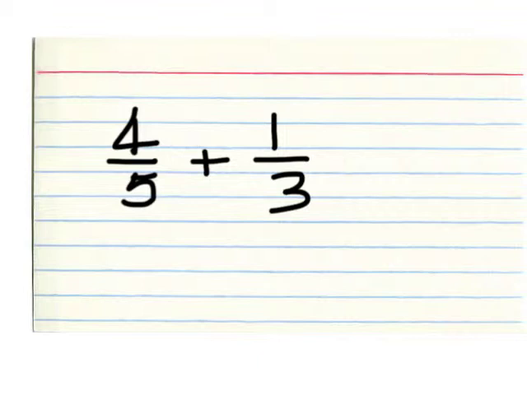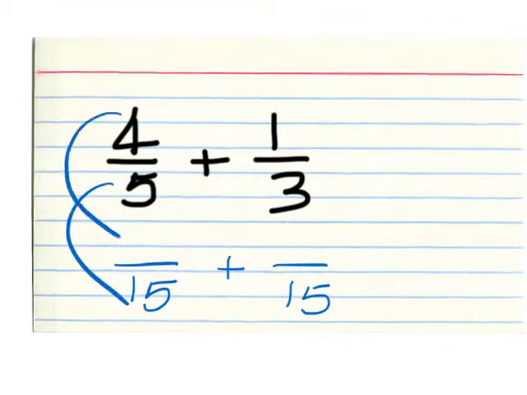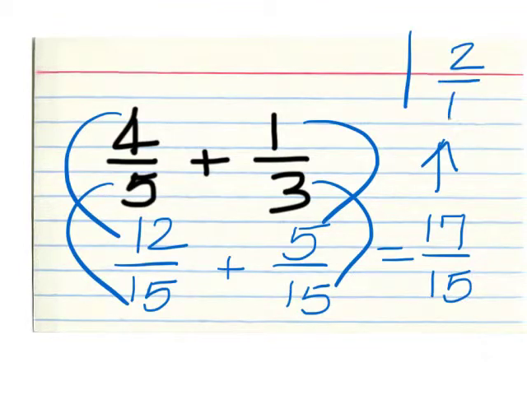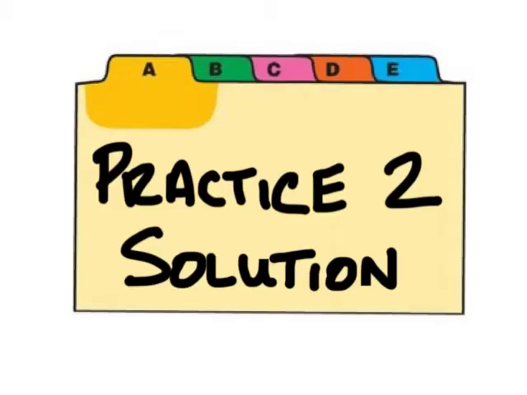Bonus 4. 4/5 plus 1/3. Alright, for this one you should have a common denominator of 15. You're multiplying 5 by 3, so 4 by 3 is 12, 3 by 5 is 15, and 1 by 5 is 5. 17/15, which will change to 1 2/15.